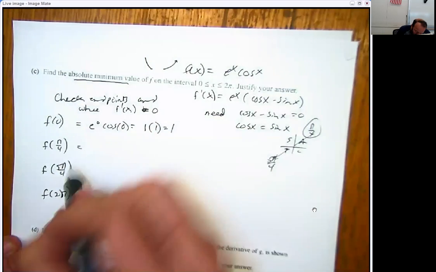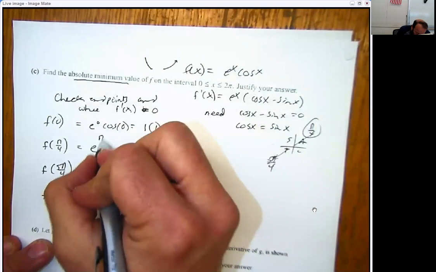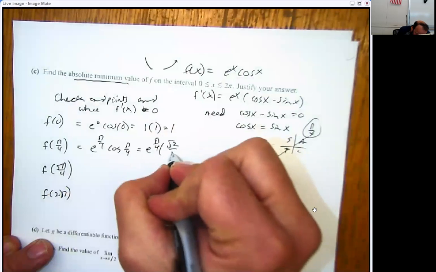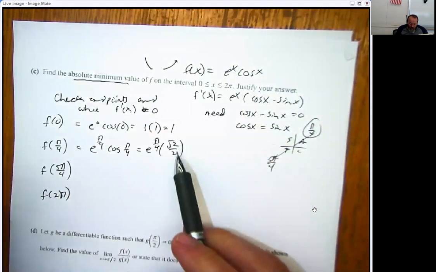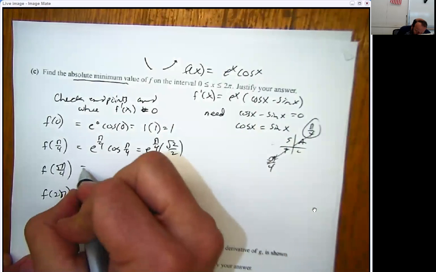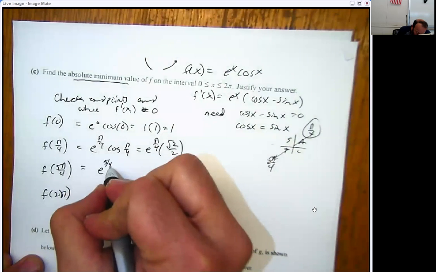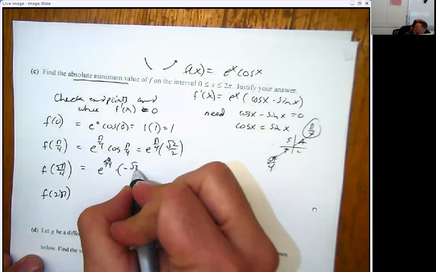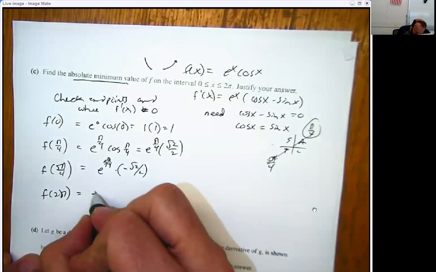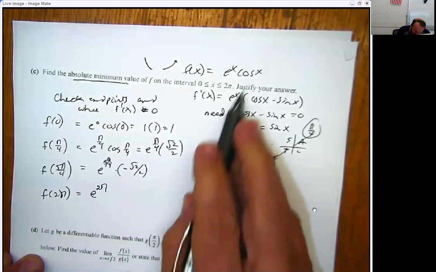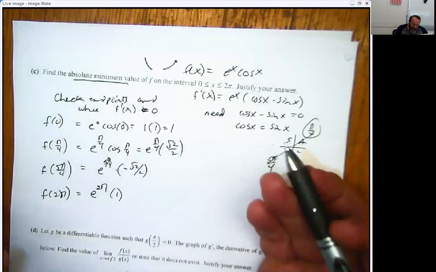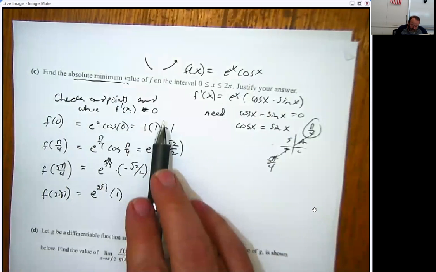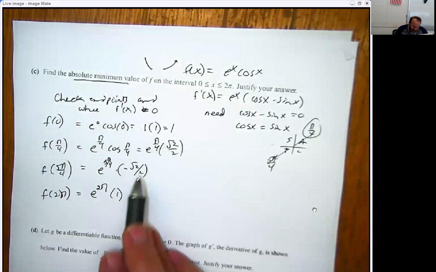Okay. E to the pi over 4 cosine pi over 4, which of course is e to the pi over 4 times root 2 over 2. What an ugly answer. I don't even know what that is. I hope that's not the right answer. And then I could do e to the 5 pi over 4 times the cosine of 5 pi over 4, but the cosine of 5 pi over 4 is negative root 2 over 2. And last but not least, e to the 2 pi, and the cosine of 2 pi is 1. Well, it's actually fairly nice that they asked for the minimum because these three values are all positive numbers, so that has to be the minimum.